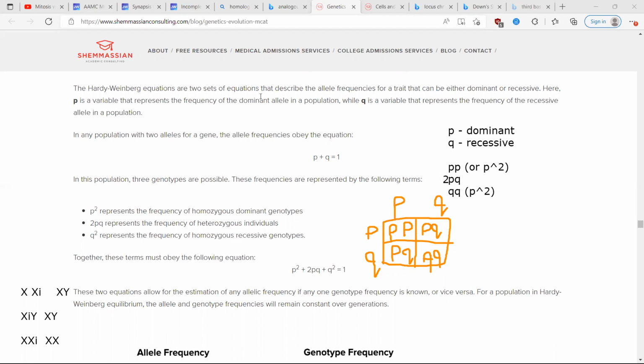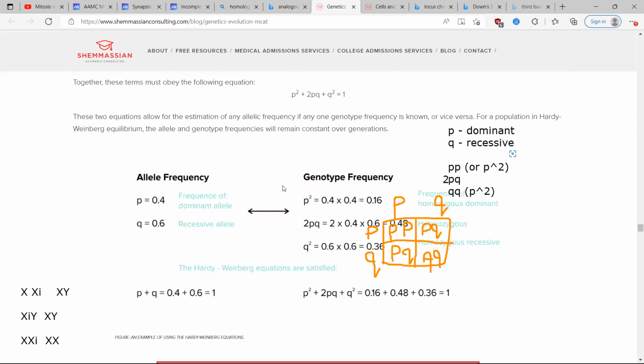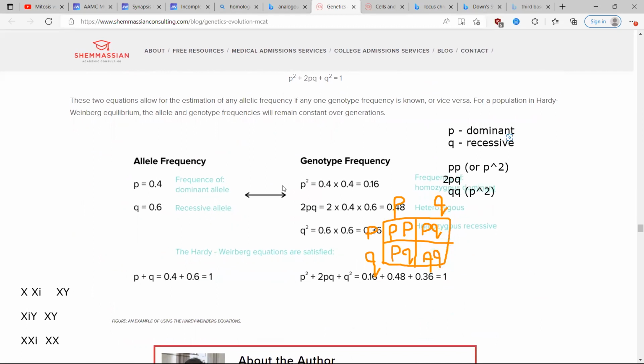So now, because this accounts for our whole population, we get this equation. These genotypes are equal to 1, and also the individual alleles equal 1. So now, this allows us to estimate the allele frequency as long as you know one genotype.